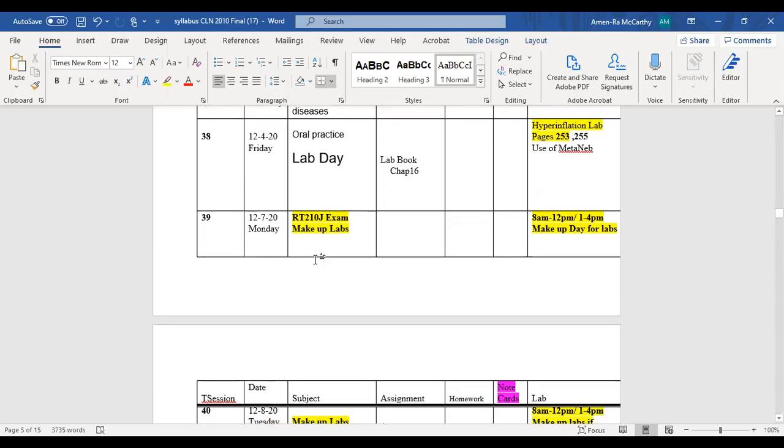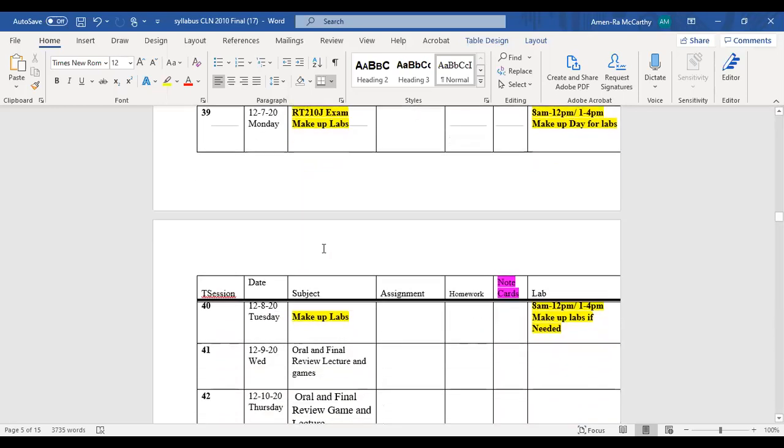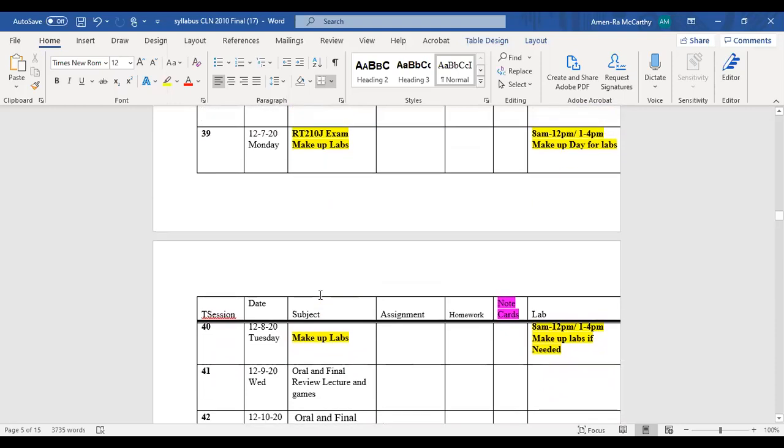And if you want to make up any labs, you can make them up on Monday or Tuesday. You need to email me and let me know what day, Monday or Tuesday, and which time, 8 or 1, that you want to make up which lab, so I can help you. We're not going to be here all day trying to figure out what you need. It's on you to know what you need, not me.